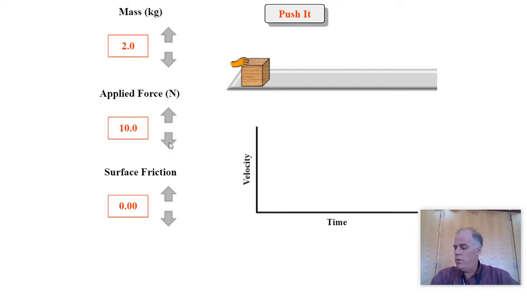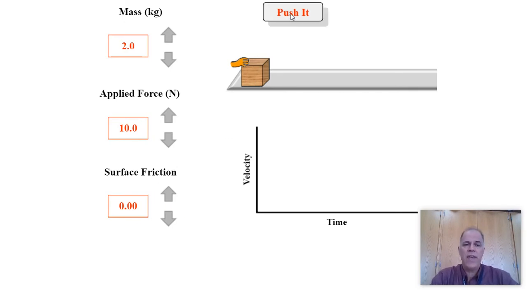We do change the mass from time to time, but most of the time it's going to be 2 kilograms. Anyway, we can also adjust the friction on this, which is how hard it is to push the thing across the surface. But to keep it simple, today we're going to use 0 friction. We'll always keep the surface friction set on 0.00.